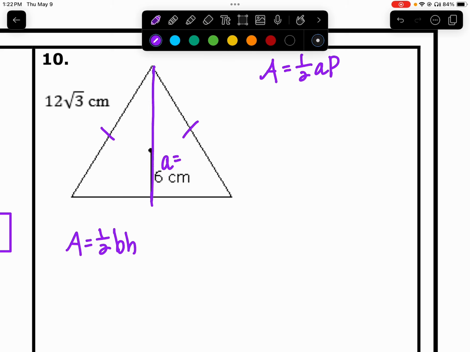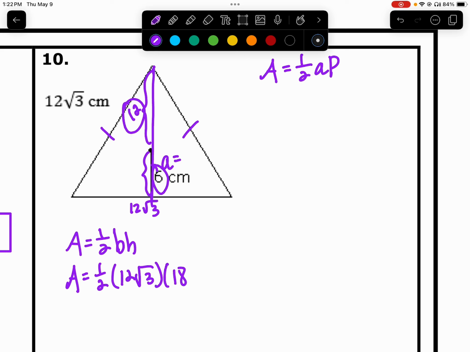And if you remember when we did points of concurrency or centers of triangles, if this is 6, this would have to be double that. That would have to be 12, and then the whole thing would be 18. All right, so the base is just 12 square root of 3 because it's an equilateral triangle, so all the sides are the same. So 12 square root of 3, and then the height would be 18, right? Because 6 plus 12 is 18.